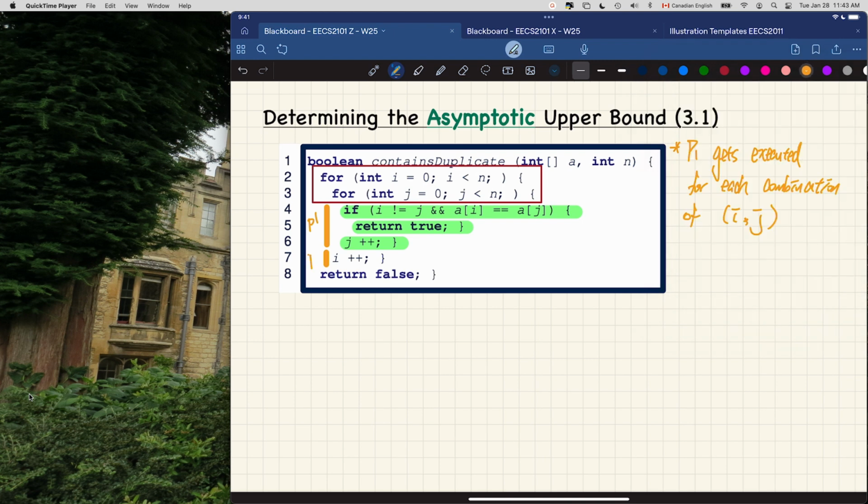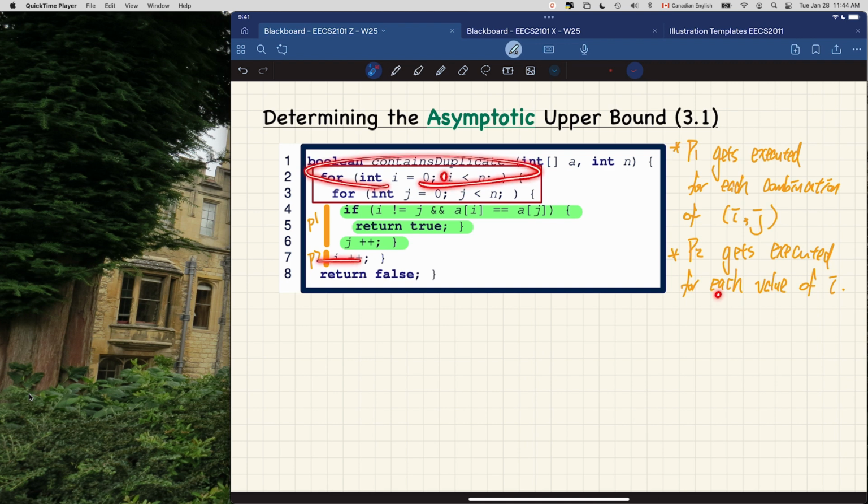Once we understand these 2 important parts, to understand they will not be executed the same amount of time. That's the most important thing to observe. So P2 gets executed for each value of I. Right? So if we know how many iterations there are for the outer loop, then we'll know how many times this I++ will be executed.